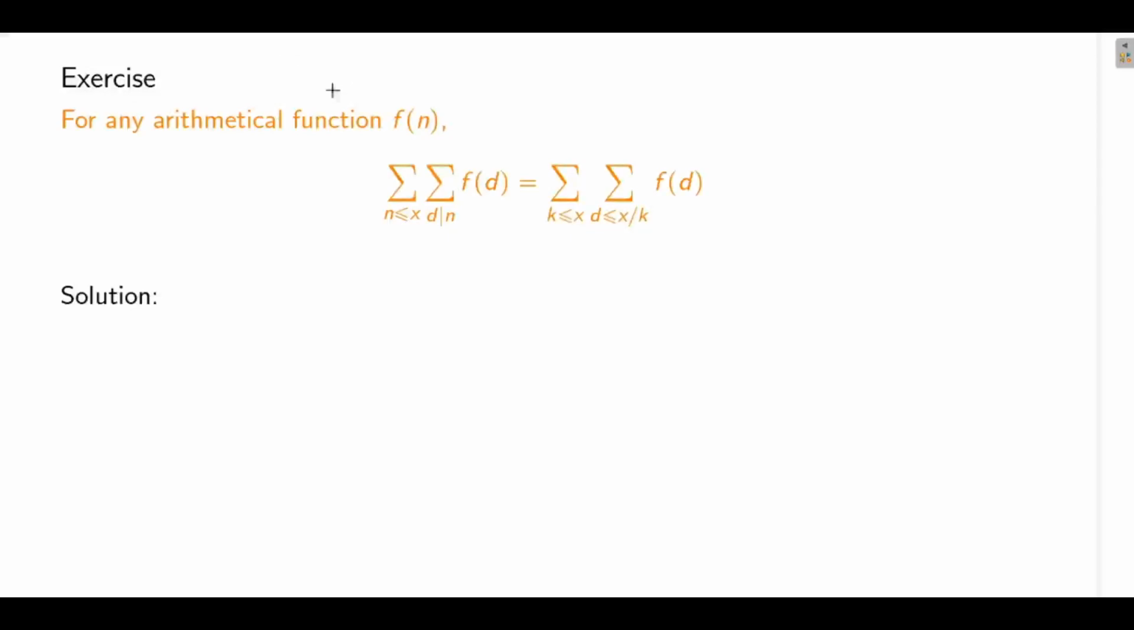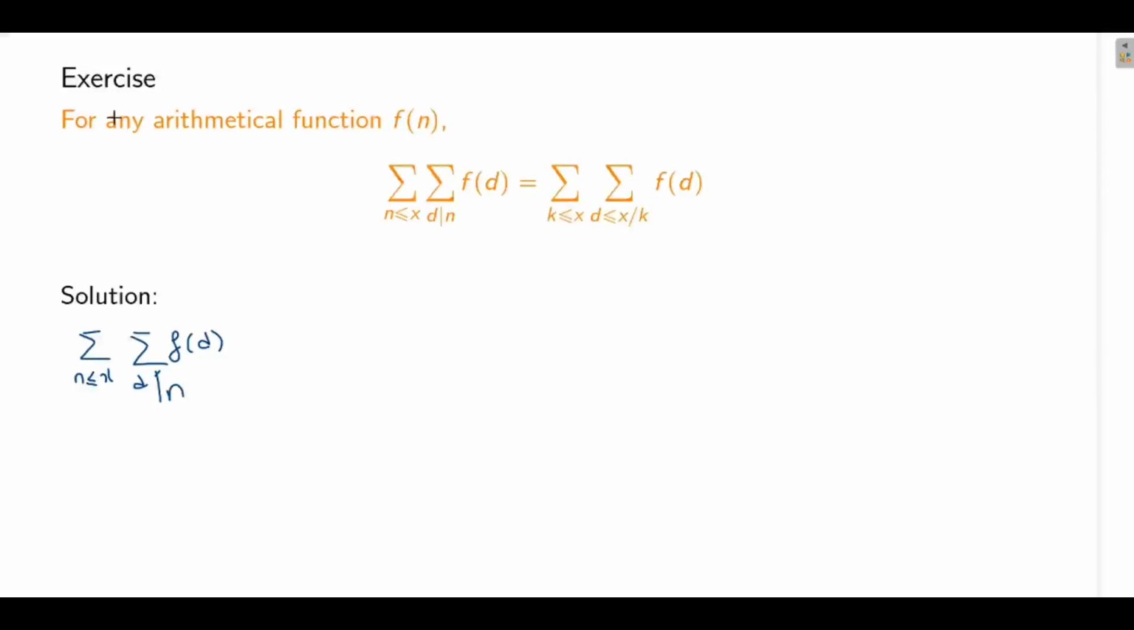Okay, so let's look at another result, because this is something which we will use often again. There's a small solution. It's not very difficult to observe this, in fact. You notice here that the first sum, summation n less than or equal to x, summation d divides n, f of d. This is what we have seen in the previous result, in fact.